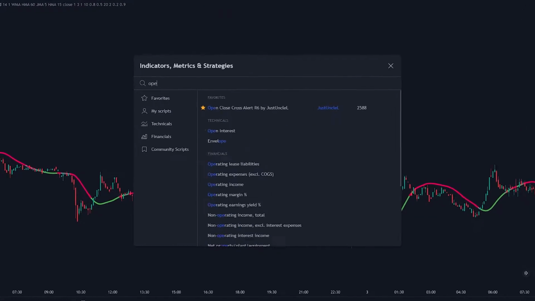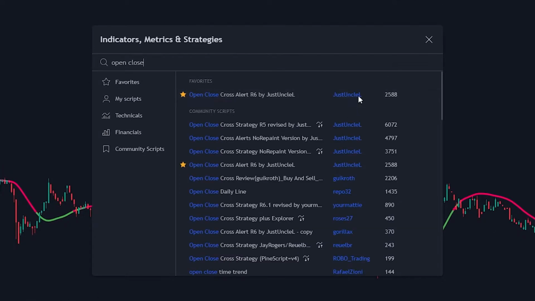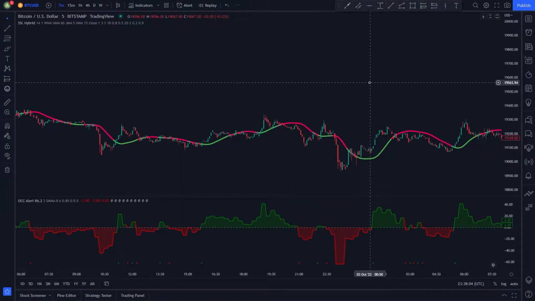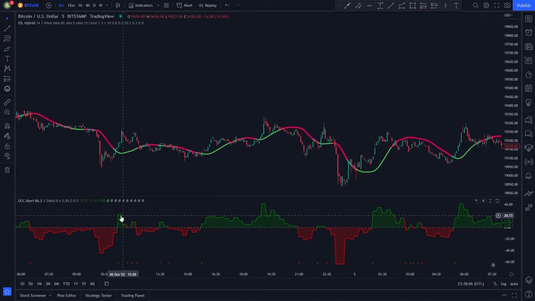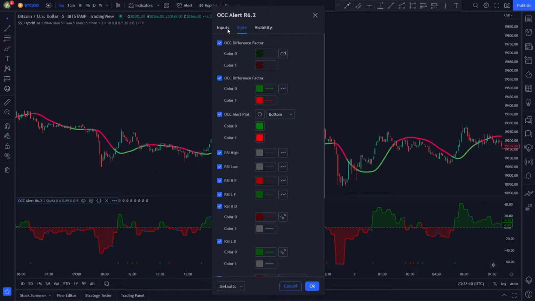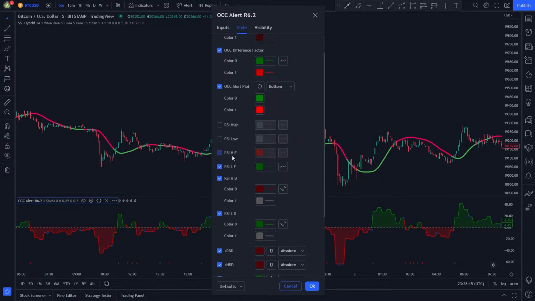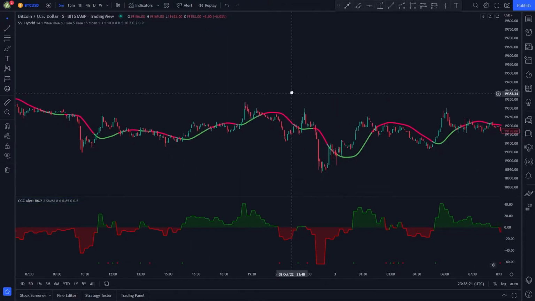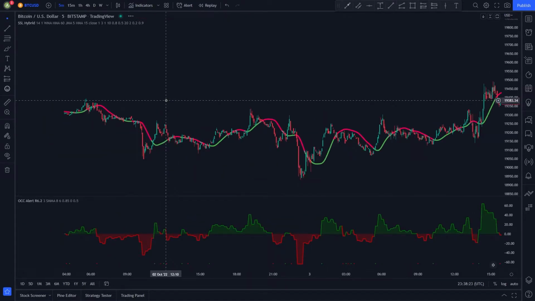The second indicator we will use is the open close cross alert. We click this one by just uncle. We will be using this indicator for our short and long position signals. Now let's modify some of the indicator settings. We click the settings button on the indicator menu. We head to the style section. We will keep the first three options the same. Then we uncheck everything else. Then we click OK. After applying the indicator settings, your chart should look like this.